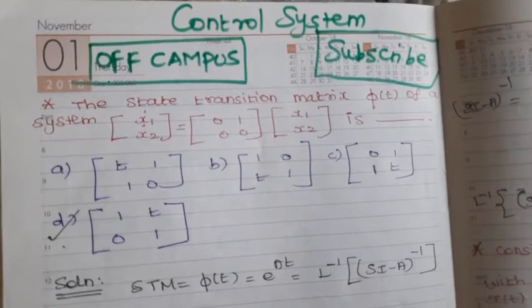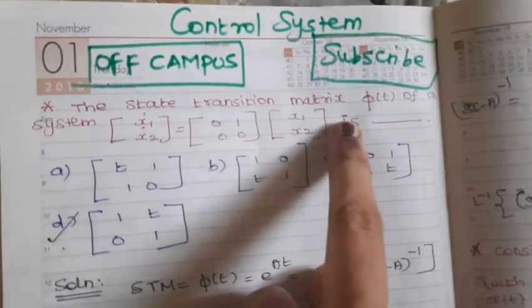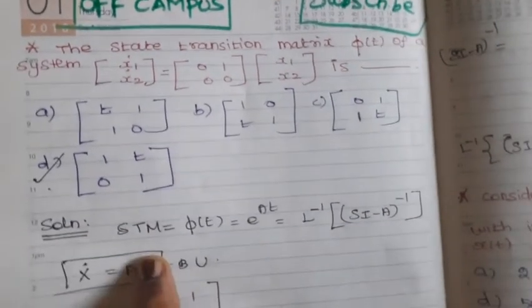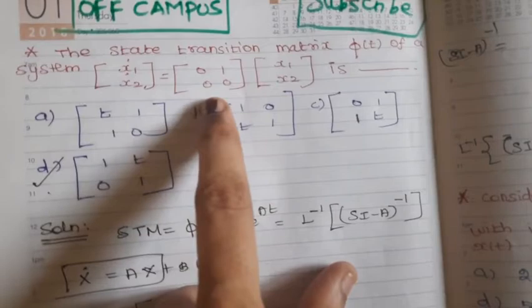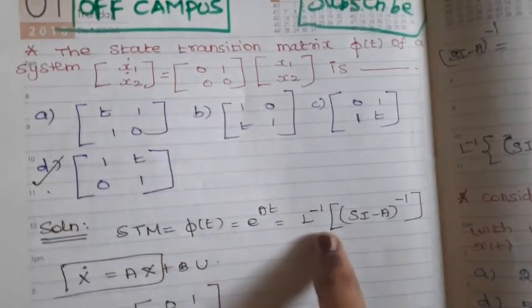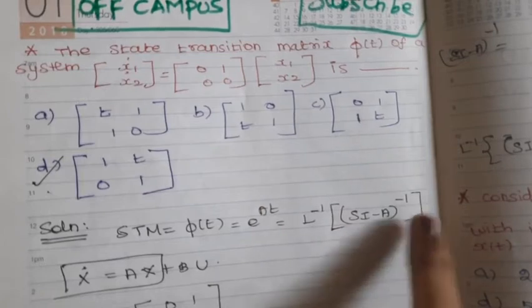So first we need to find out the state transition matrix phi of t. What is the formula to find out the STM in short? Phi of t is nothing but e power At. A is nothing but this given matrix. So how can we find it? It is the Laplace inverse of (sI minus A) the whole inverse.